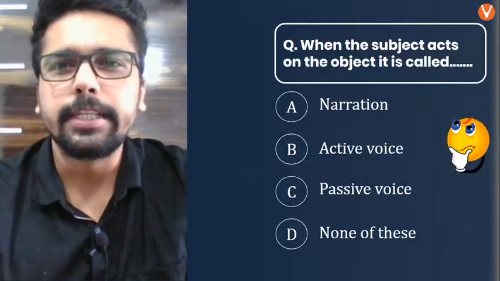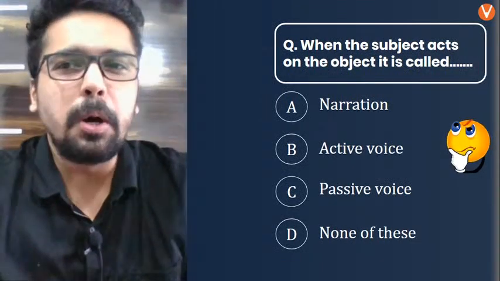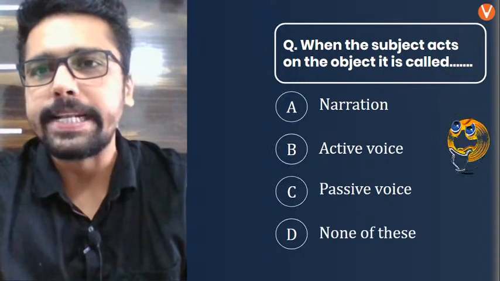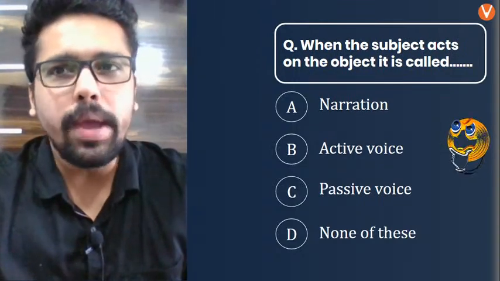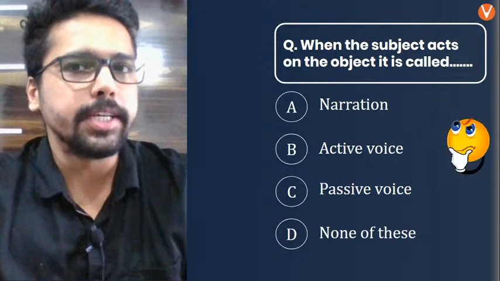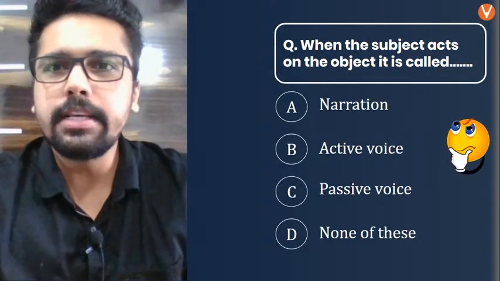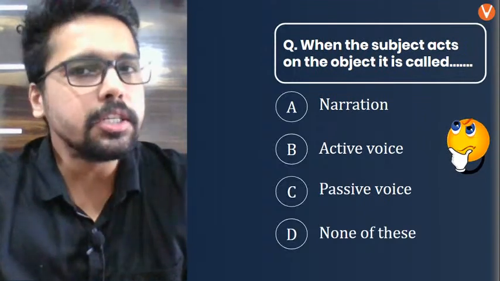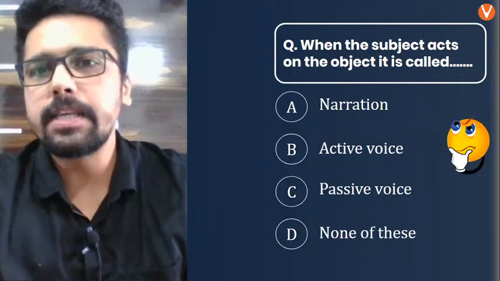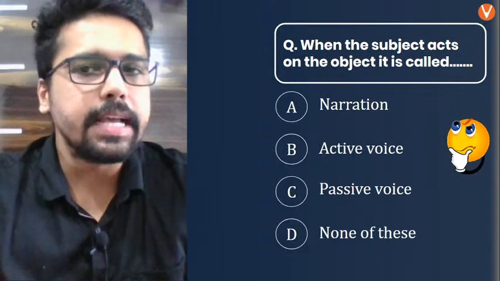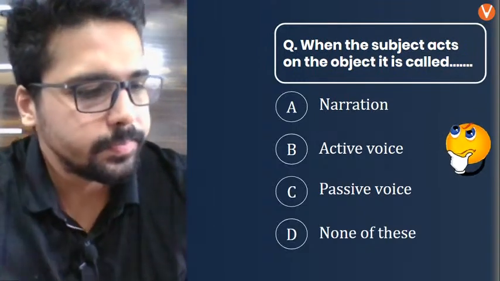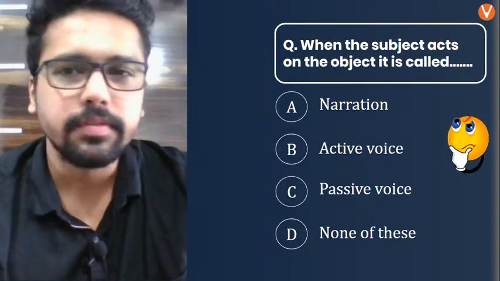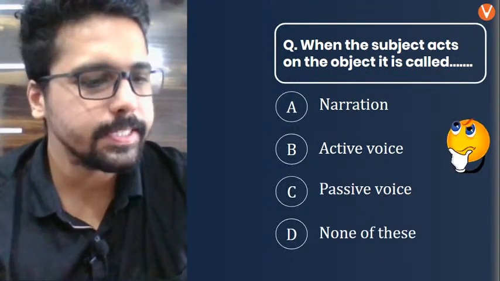Perfect. Okay, now a small quiz for you guys, just to make sure that we have understood this well. Listen to this carefully. When the subject acts on the object, that means when the subject is the doer of the action, the sentence will be in which voice?